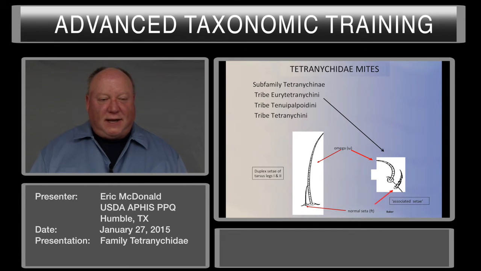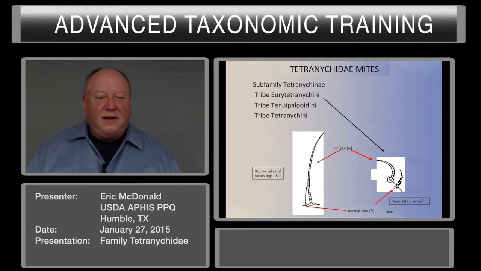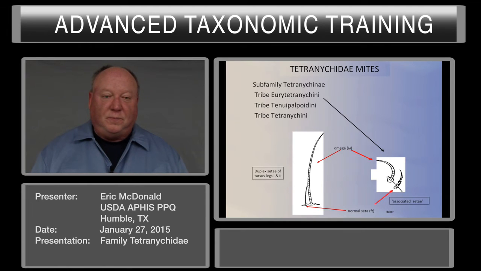The Tenuipalpidae has empodium claw-like or split distally, ending in a tuft of hairs. Tarsus leg 1 with 2 pairs of duplex setae, and tarsus 2 with 1 pair. The propodosoma with F1 in the marginal position or absent. While the Tetranychidae has empodium claw-like or split distally, ending in tufts of hair. Tarsus leg 1 with 2 pairs of duplex setae, and tarsus 2 with 1 pair. The propodosoma with F1 in normal position. And here's an example of duplex setae, and here's what we're looking at when we're talking about associated setae.